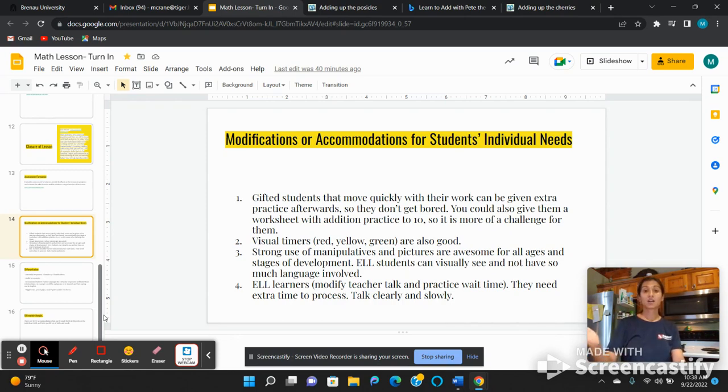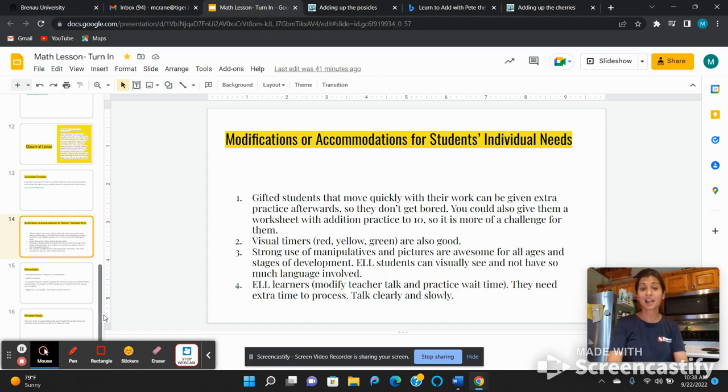You have ELL learners, you have EIP or IEP, 504 students. Some of them may need a visual timer. Manipulatives are good for all ages and stages, and they provide a visual for ELL learners instead of hearing so much in their head. Modeling the equations for them and using manipulatives to count are all really visual, really super good things to help them, okay?